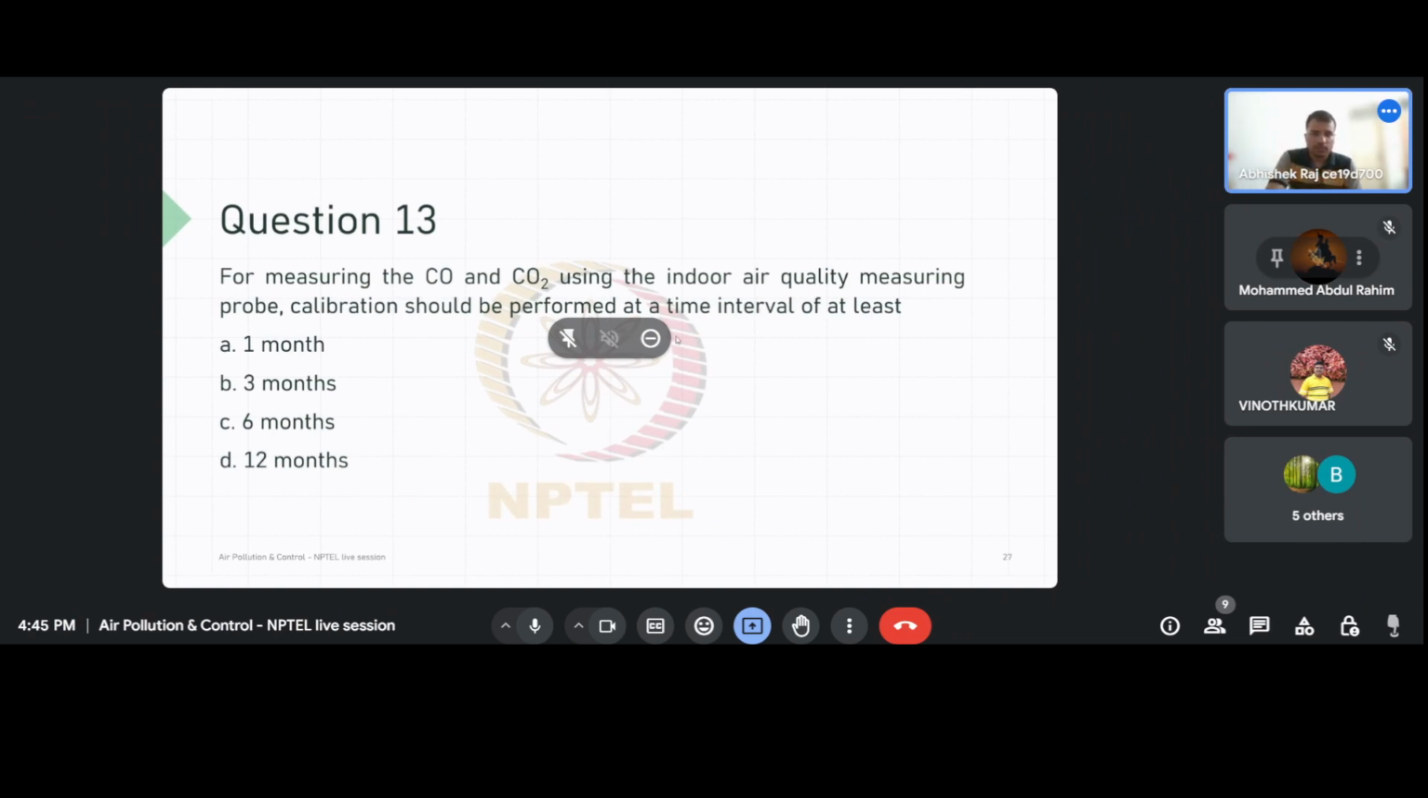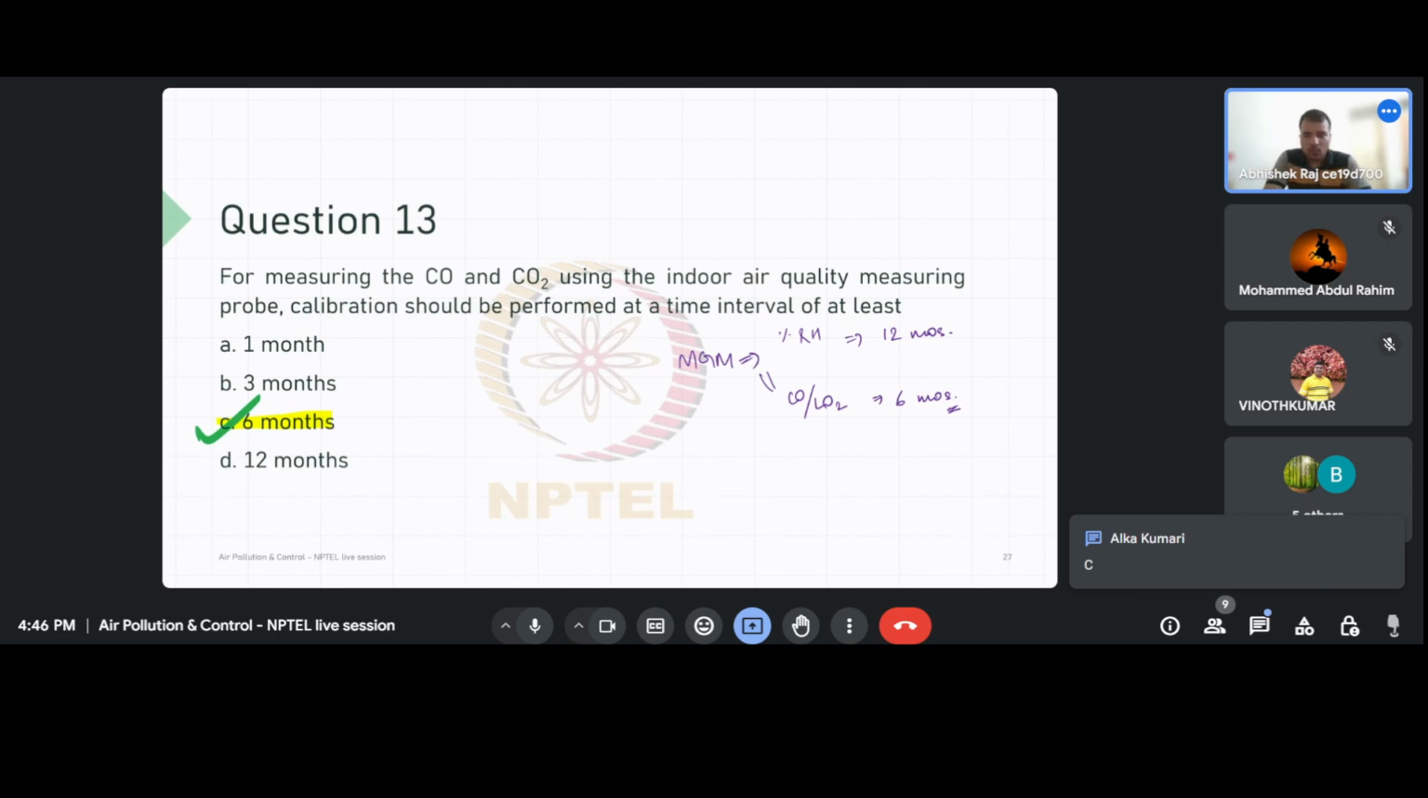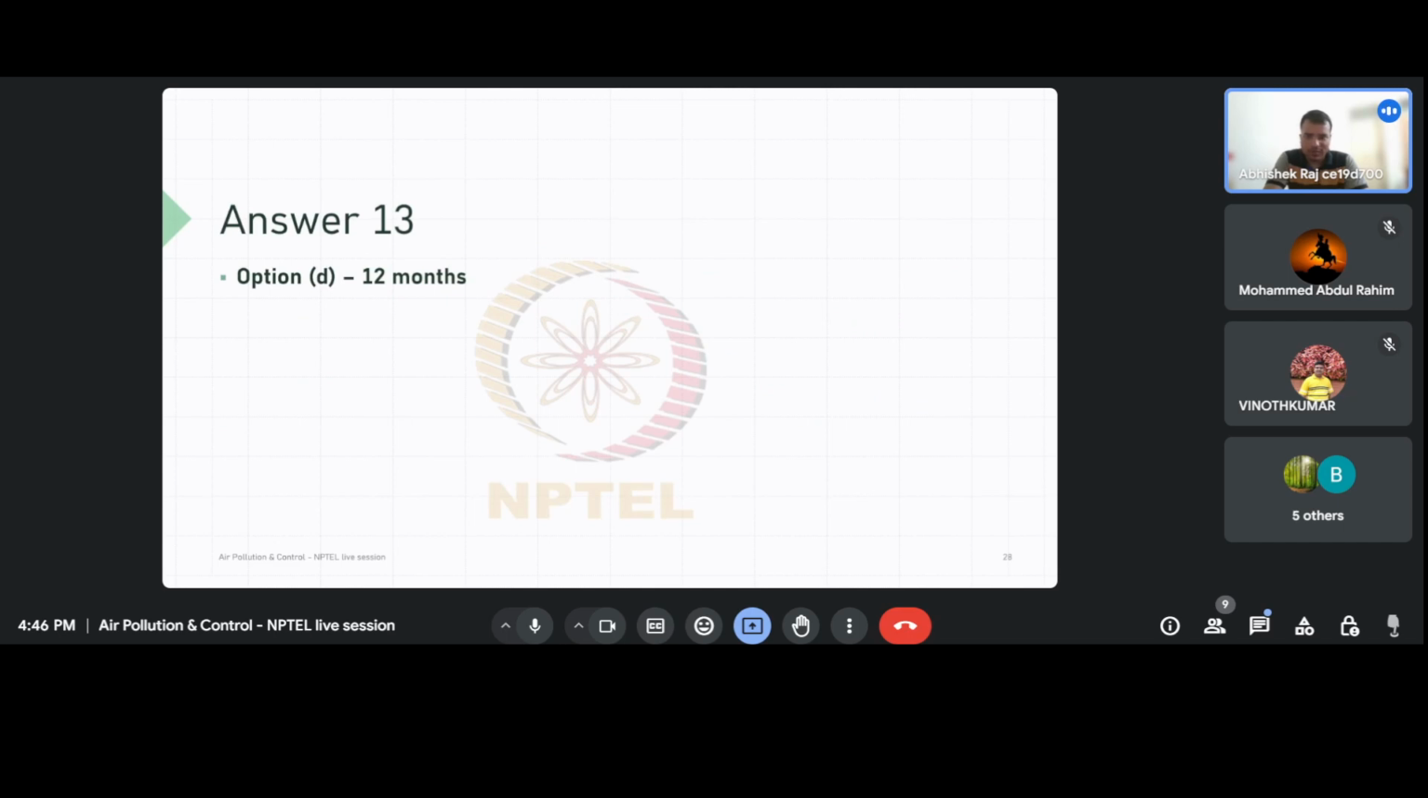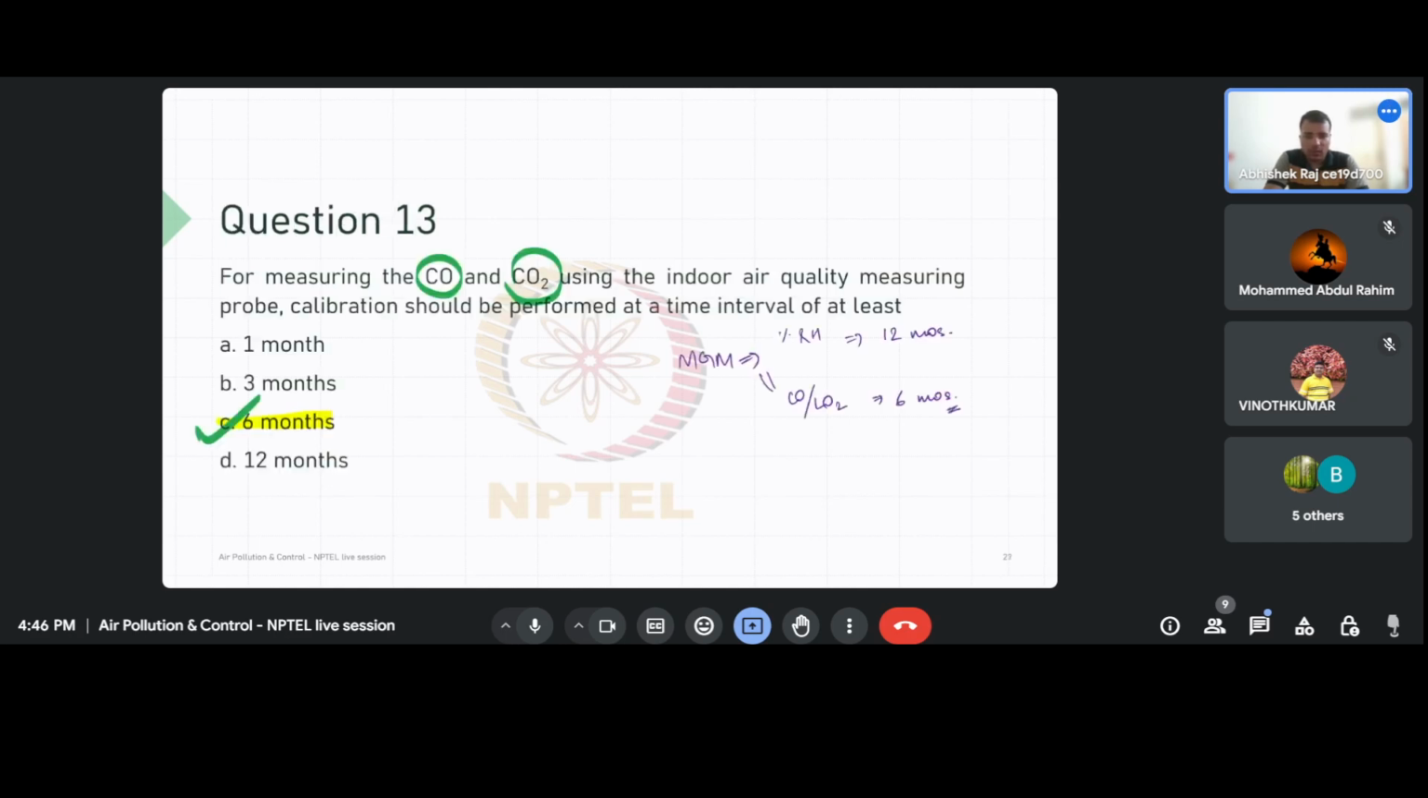Yeah, we'll see the answer. So the right answer is 6 months. When we measure this using the multi-gas monitor, there will be two things: one is the relative humidity, the other is carbon monoxide and dioxide. For this, we should do the calibration every 12 months. Carbon dioxide will be done every 6 months. That is the point you should remember. For carbon monoxide and dioxide, we'll calibrate the system every 6 months. So here it's given 12 months, but it will be 6 months. I think this PPT was prepared in somewhat of a hurry, so there will be some errors here and there. I will check all of them and give you the correct one.